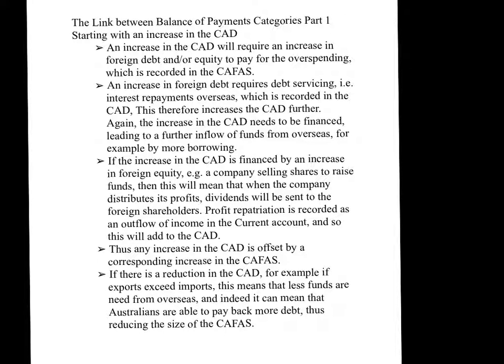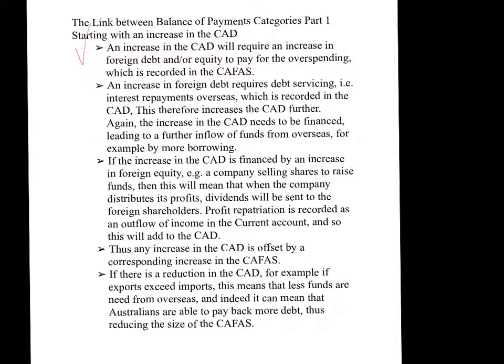So if we want to think, okay, how would we explain this in a short answer or as part of an essay, then here are some points to help you to be able to do just that. So the link between balance of payment categories, starting with an increase in the CAD. First step, an increase in the CAD will require an increase in foreign debt and or equity to pay for the overspending, which is recorded in the capital and financial account surplus.